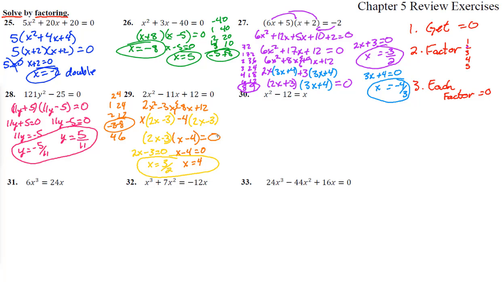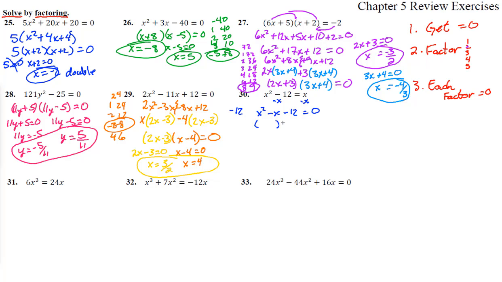All right, number 30. X squared minus 12 equals x. Is it equal to 0? It is not. We got to subtract x from both sides. Now put it in the middle so it looks nice. X squared minus x minus 12 equals 0. Good. Now we factor.